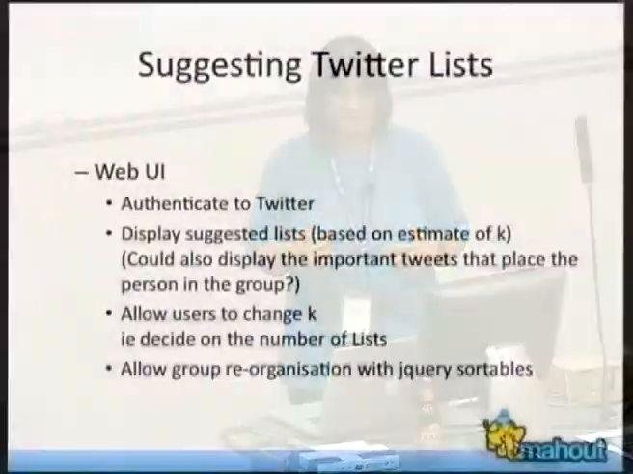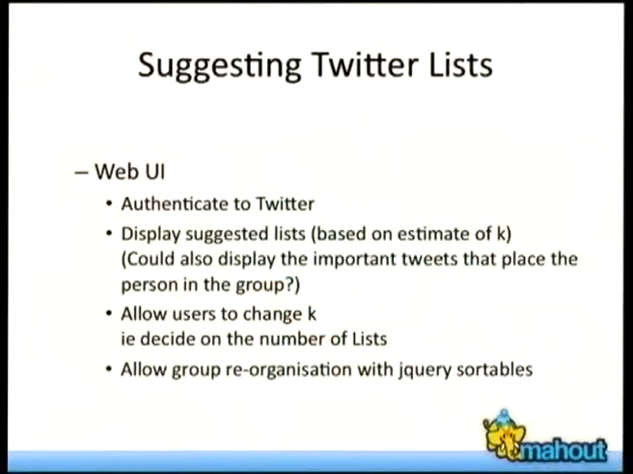And that can then be packaged into a UI, which behind the scenes will obviously be able to authenticate with Twitter. It can display suggested lists, so that's what I was talking about before, getting a best estimate for K. And it would also allow users to interactively change the value of K and then see the list that would emerge from that, and then basically try to let them reorganize it via a GUI.